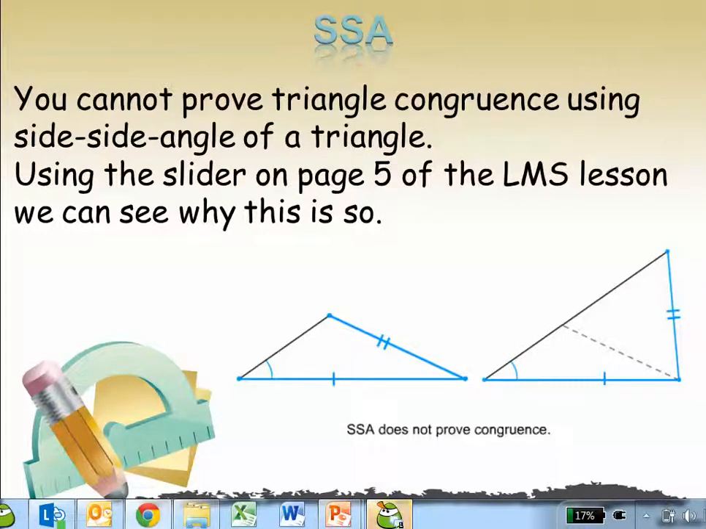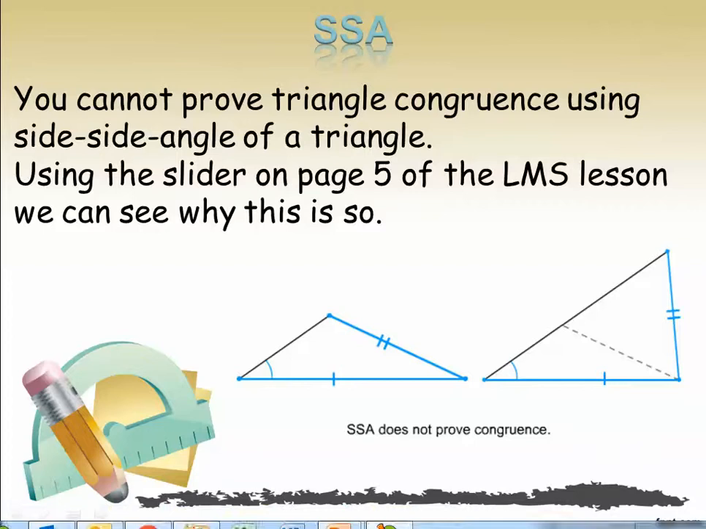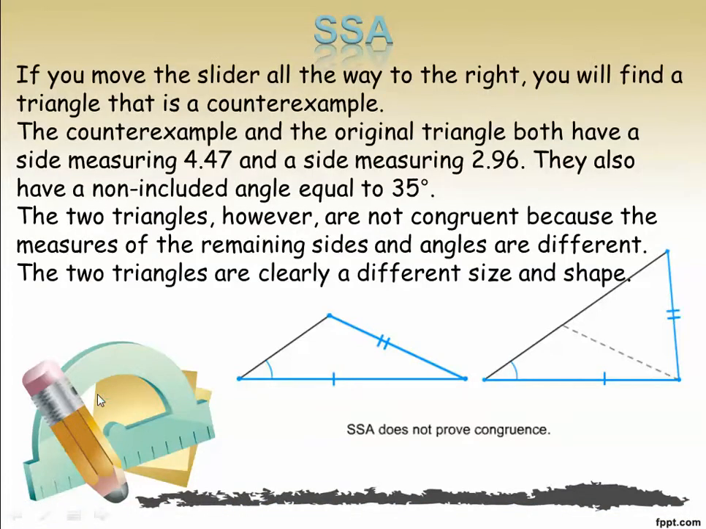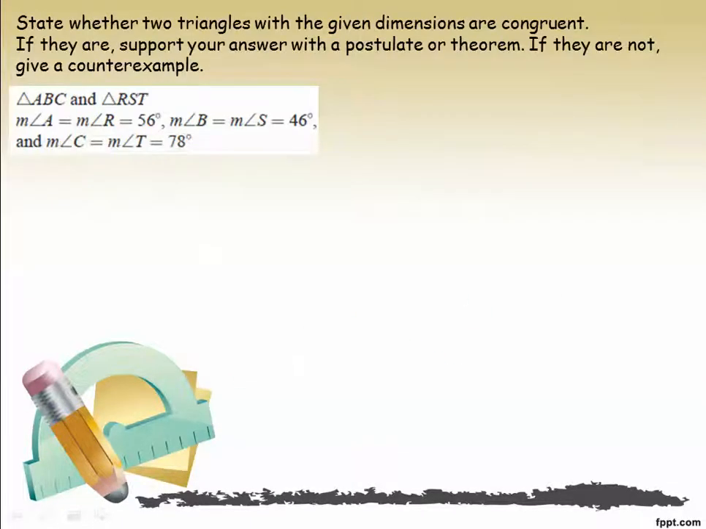So let me see what this next slide's going to say. It says if you move the slider all the way to the right, you'll find the triangle that is a counterexample that shows that side-side angle isn't going to work. And the 2 triangles are not congruent because the measures of the remaining sides and angles are different. See, we went from this 120 to the 60 right here. And see, this is where the original triangle was, and when they lengthened that one side, it made it look like a totally different triangle. So we know they're not congruent.